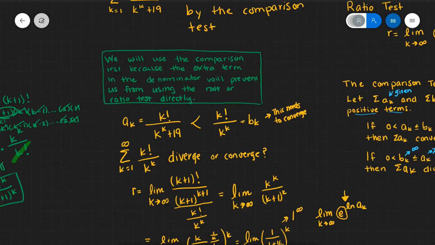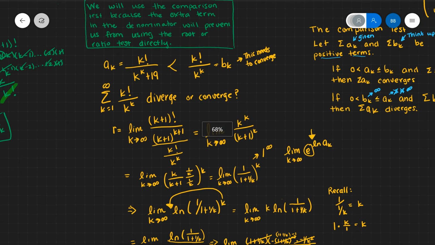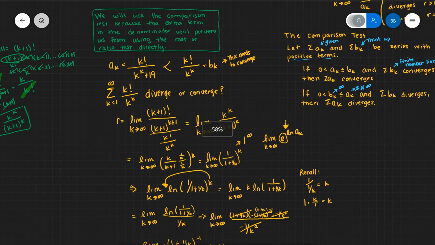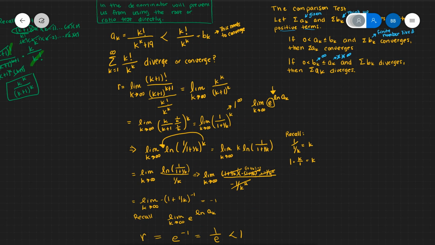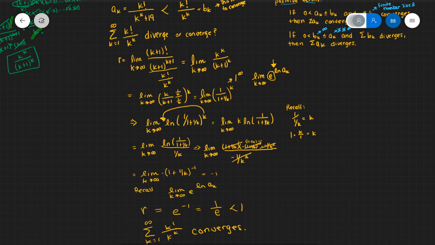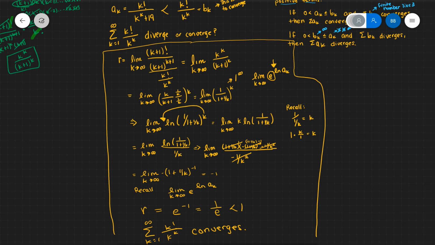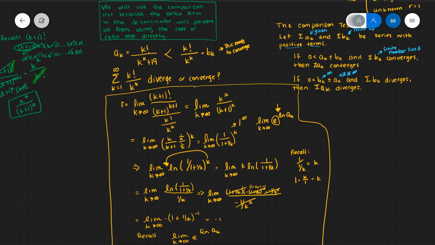Okay, let me just zoom out a bit so we can see more of this all written together. We had to take a very complicated limit to show that our b sub k converges. That's what all this work down here was. But the big idea was to find a similar problem to what we were given that eliminates the extra term that made it so difficult to use a ratio or root test.